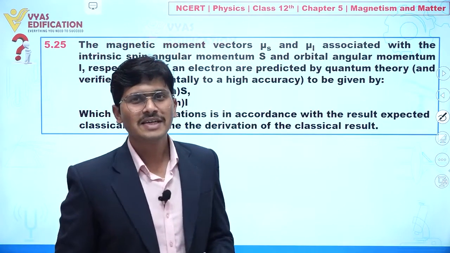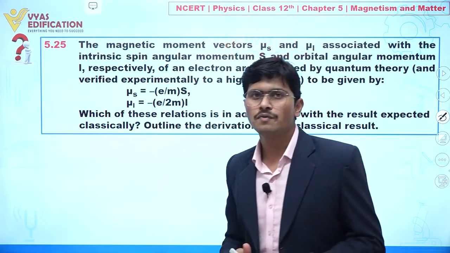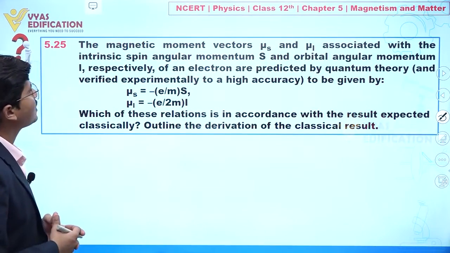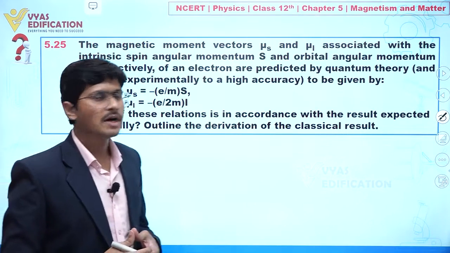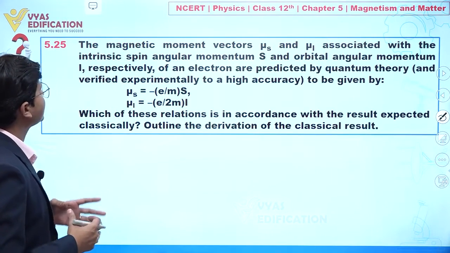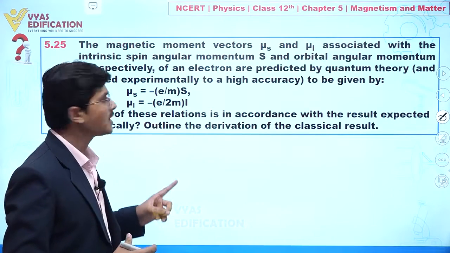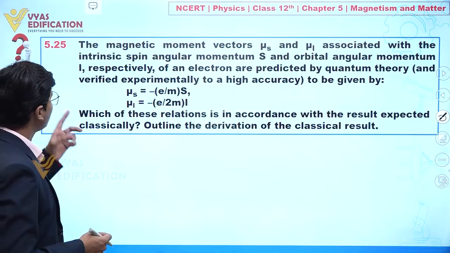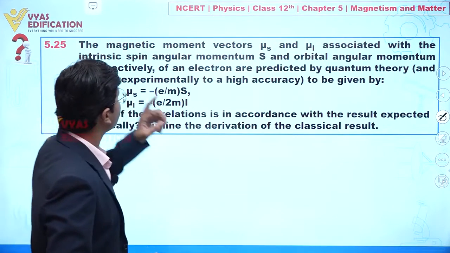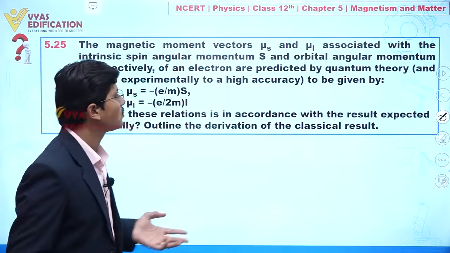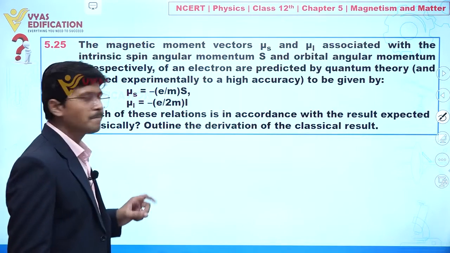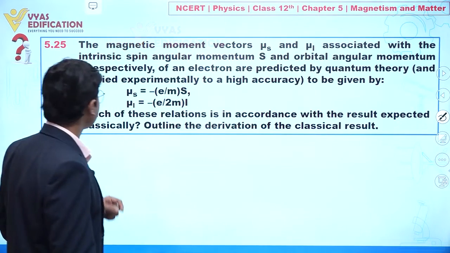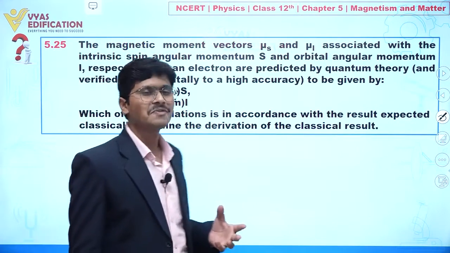Now students, we are going to discuss question number 5.25. In this question it is given that the magnetic moment vectors mu s and mu l, associated with the intrinsic spin angular momentum s and orbital angular momentum l respectively of an electron, are predicted by quantum theory. Now we have to find which of these relations is in accordance with the result expected classically, and outline the derivation of the classical result.